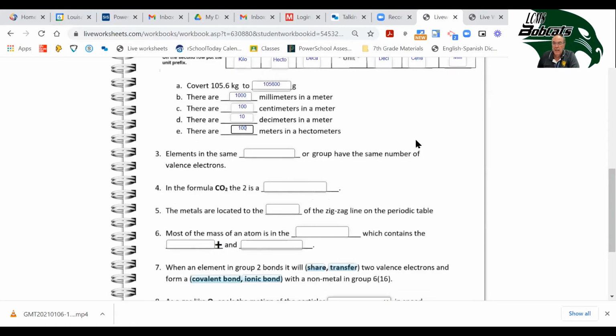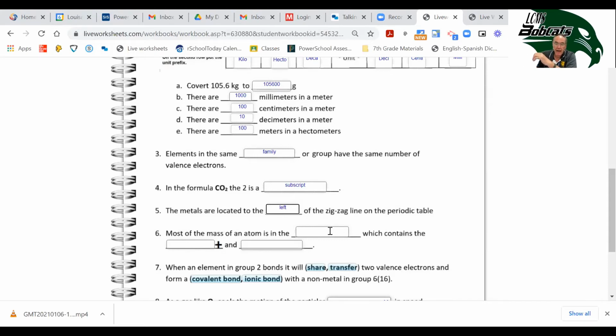Okay, early in the year in Unit 3, we learned that elements in the same family or group have the same number of valence electrons. In the formula CO2, the small number written below is called a subscript, below the writing, which is script. Metals are located on the left side of the periodic table. We start with the alkali metals in the first column, and then the alkaline earth metals, and then the transition metals in the middle.